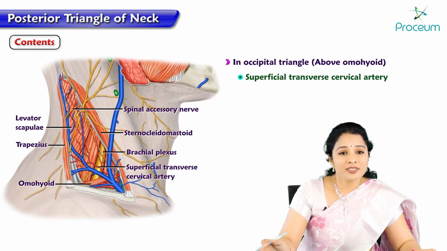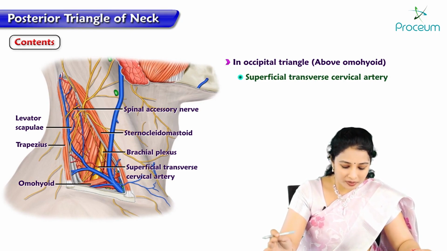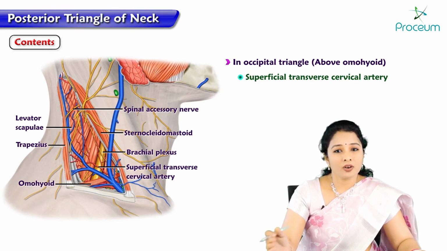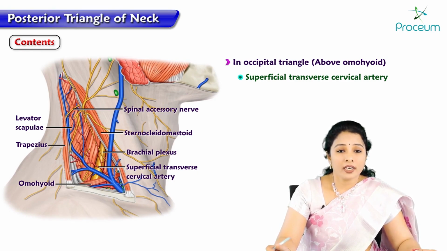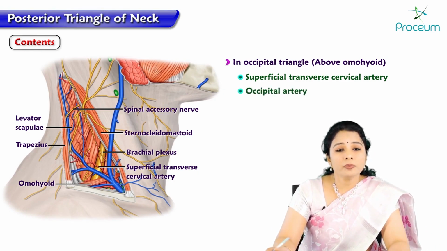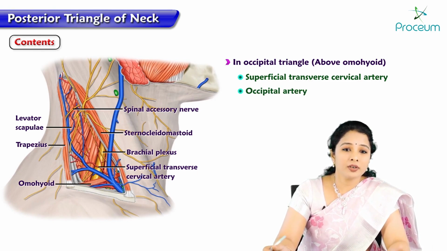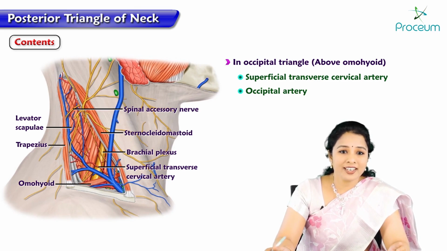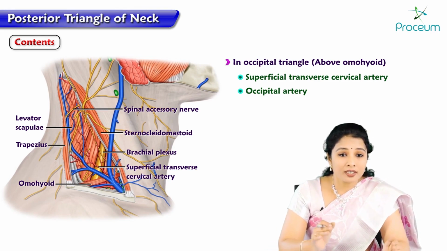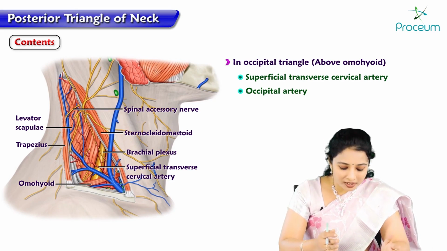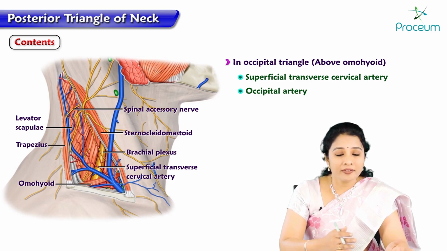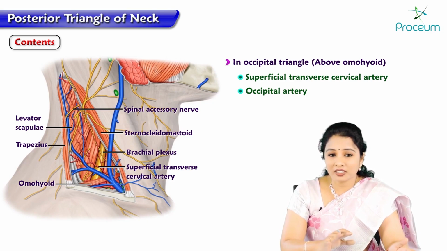And the superficial transverse cervical artery, along with the cervical veins, is also seen as a content. And lastly, the occipital artery. The occipital artery is a branch of the external carotid artery, so it also forms a content of the posterior triangle of the neck. So these are the contents of the occipital triangle. The occipital triangle is considered a carefree triangle because no very major structures are present in it.